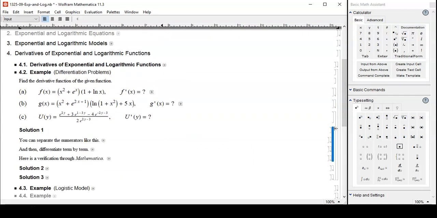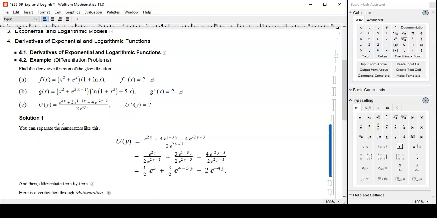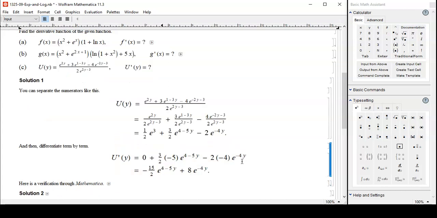But other ways to handle those are kind of like this. You can separate the numerator like this, simplify. That's not the end of the problem, it's just simplification. And then you take the derivative term by term. This derivative becomes 0. This derivative and this derivative, by chain rule, we get -5 and -4. Which is easier? To me, the separation method is easier than using the quotient rule.